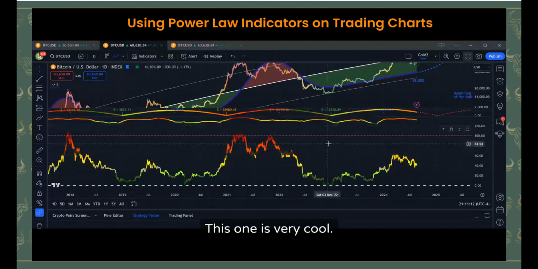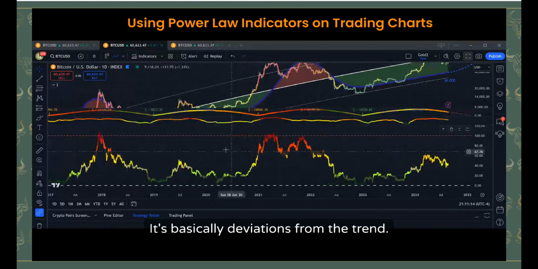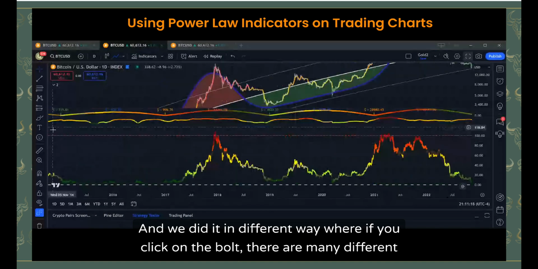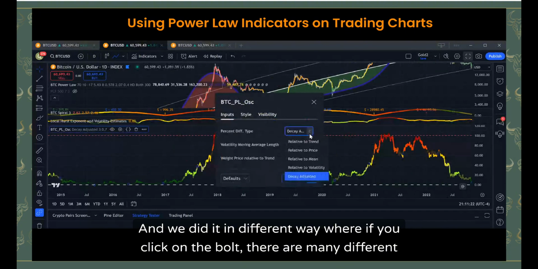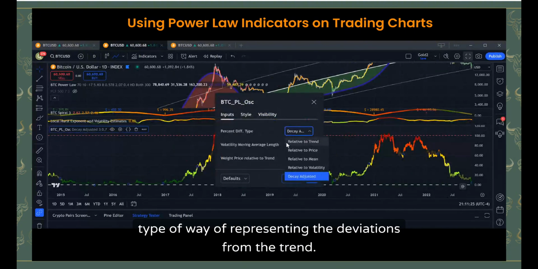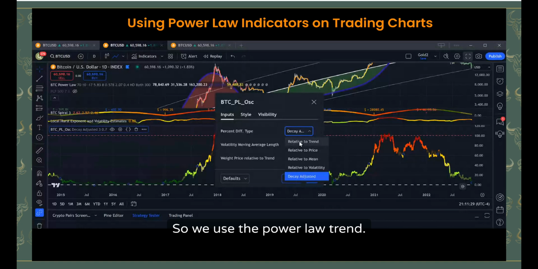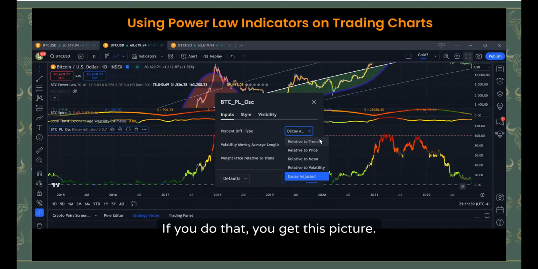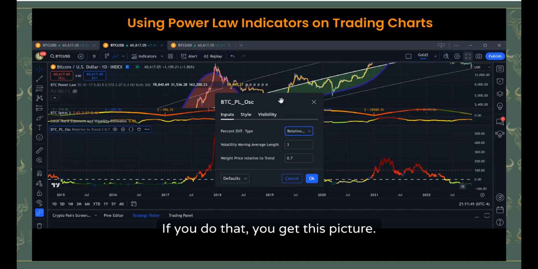This one is very cool. It's basically deviations from the trend. And we did it in a different way, where if you click on the bolt, there are many different ways of representing the deviations from the trend. So we use a power law trend, and then you can calculate different quantities. Like, for example, you can calculate price minus trend divided by trend, right? And if you do that, you get this picture.